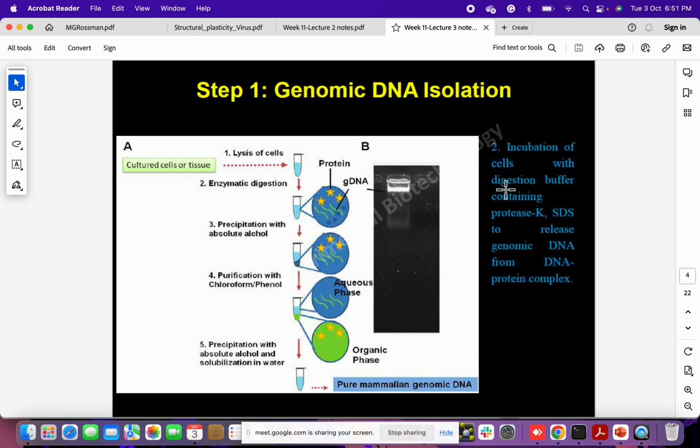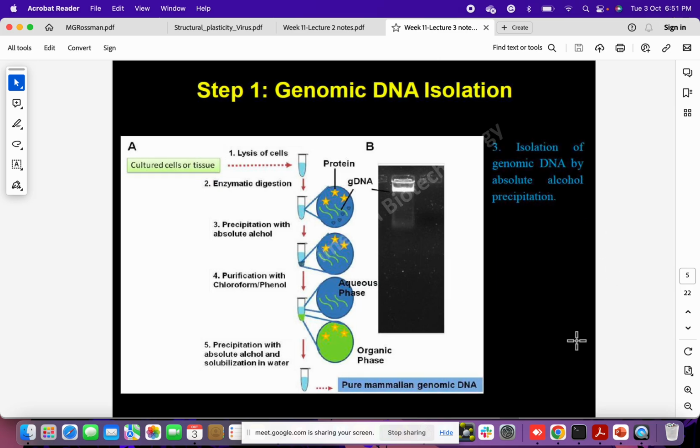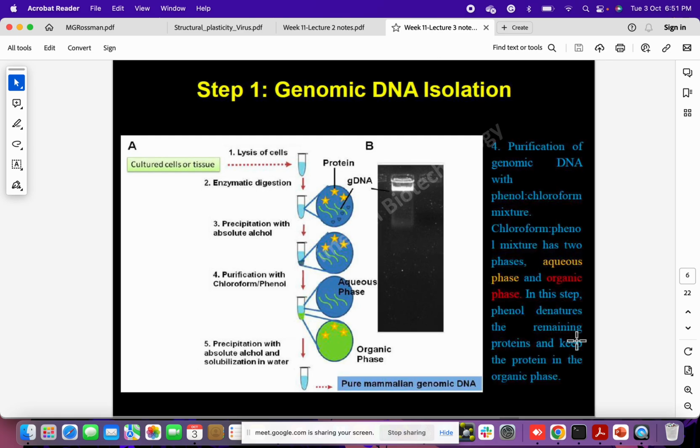Incubation of cells with digestion buffer containing proteinase K and SDS to release genomic DNA from the DNA-protein complex. Isolation of genomic DNA by absolute alcohol precipitation. Purification of genomic DNA with phenol-chloroform mixture.